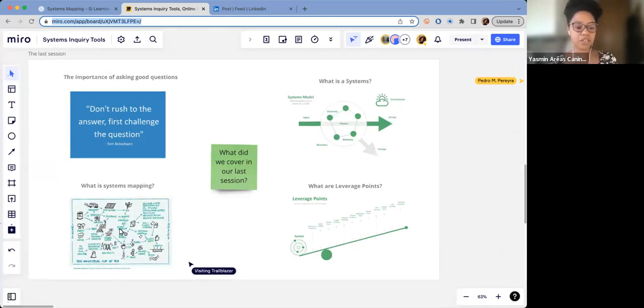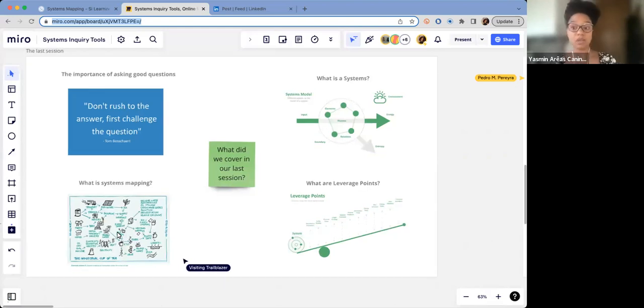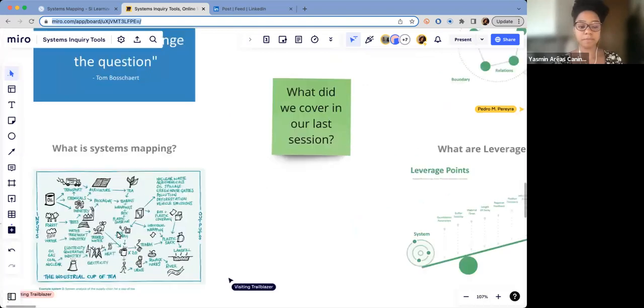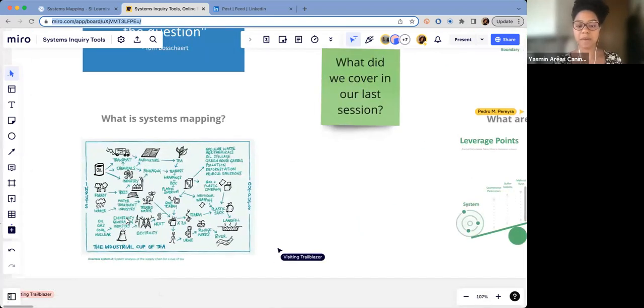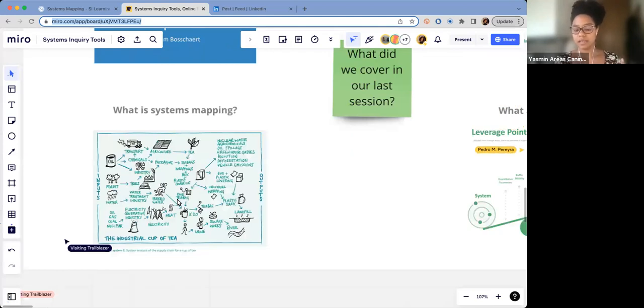The third point that we mentioned last time was, what is systems mapping, right? And we talked about the very important aspect of mapping as a tool to really understand and visualize the system and the structure that is underlying.